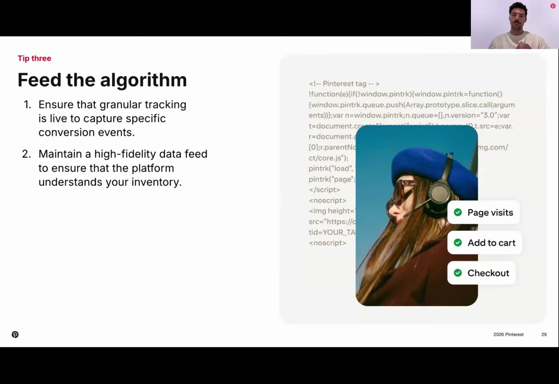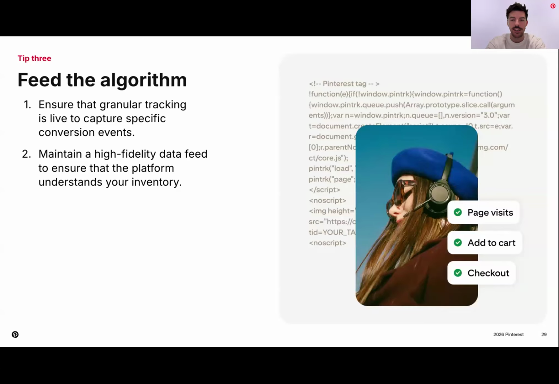Next, feed the algorithm. So clean data in means clean data out. Firstly, ensure that your Pinterest tag and conversions API setups are accurate and granular. Identifying the right conversion events helps us to drive more of those high-value actions. We need to see specific events such as checkout or add to cart, not just page visits, in order to see the whole purchase journey.